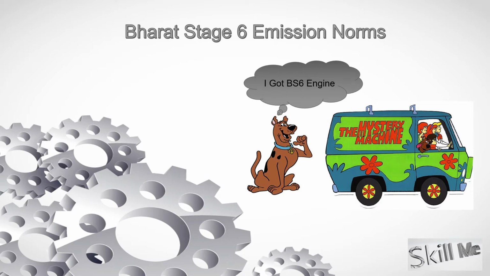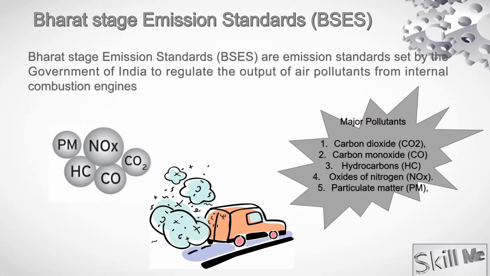Today we will discuss the Bharat Stage 6 emission norm. Bharat Stage Emission Standards (BS-ES) are the emission standards set by the Government of India to regulate the output of air pollutants from internal combustion engines. The main pollutants are carbon dioxide, carbon monoxide, hydrocarbons, oxides of nitrogen, popularly known as NOx gases, and particulate matter. These are the main pollutants caused by the burning of fuel from automobiles.